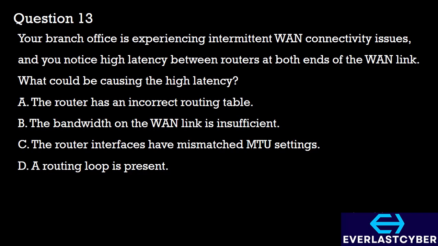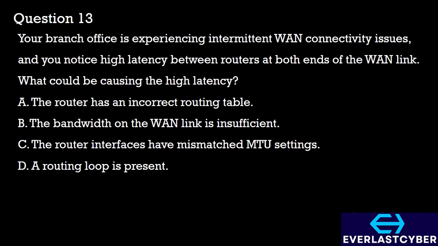Question 13. Your branch office is experiencing intermittent WAN connectivity issues, and you notice high latency between routers at both ends of the WAN link. What could be causing the high latency? A. The router has an incorrect routing table. B. The bandwidth on the WAN link is insufficient. C. The router interfaces have mismatched MTU settings. D. A routing loop is present.